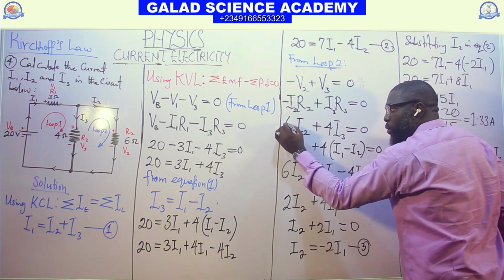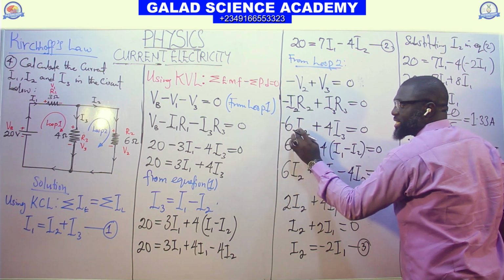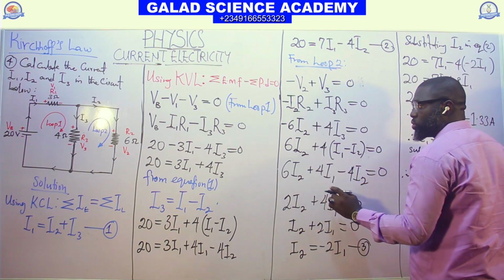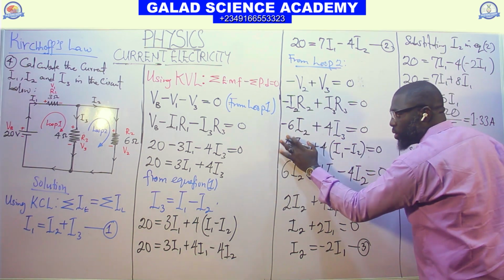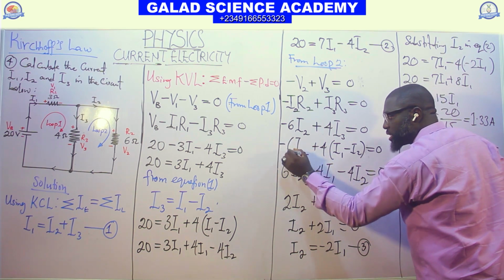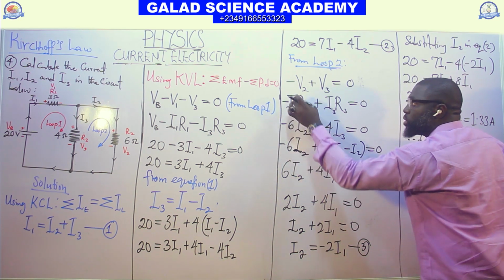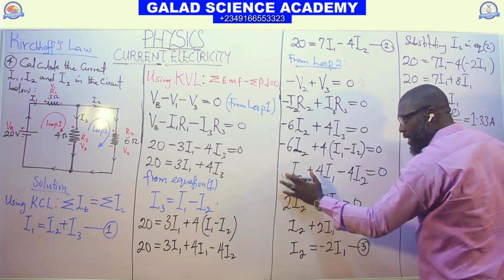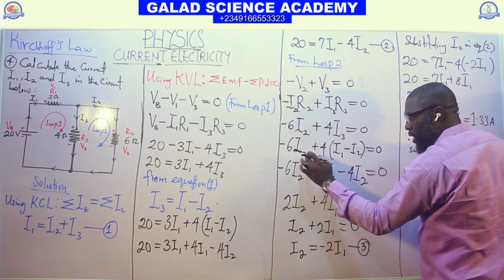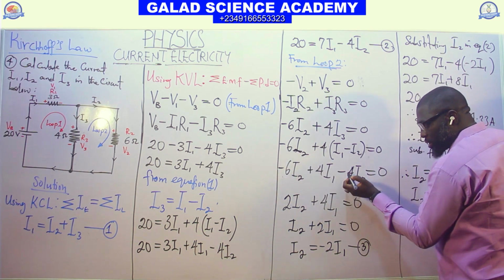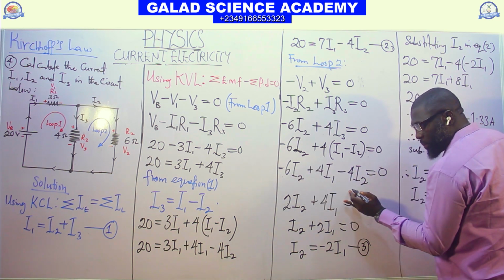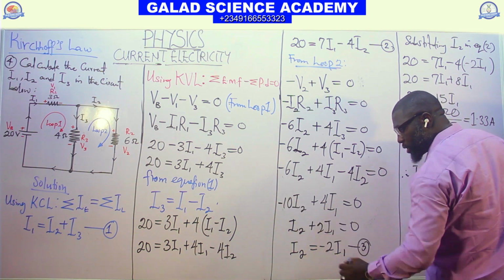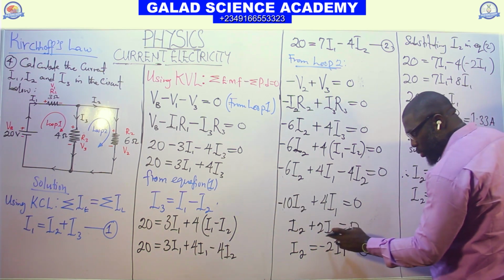So here now, I'm supposed to have minus 6I2. Good. Please let me change it here now. So this will become minus 6I2. The minus here, I will put it back. We have minus 6I2. Okay. Minus 4 plus minus 6 gives us minus 10I2. We have minus 10I2.